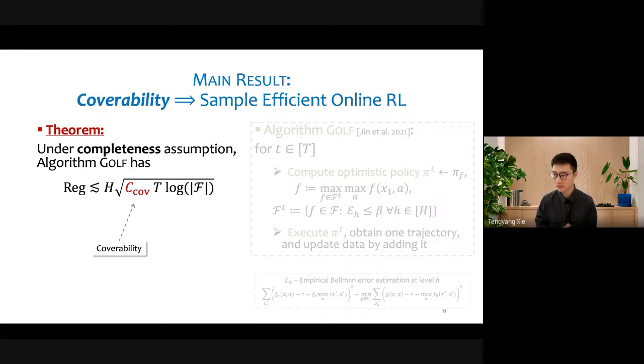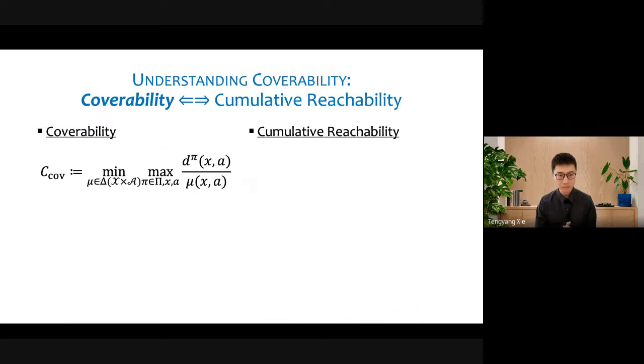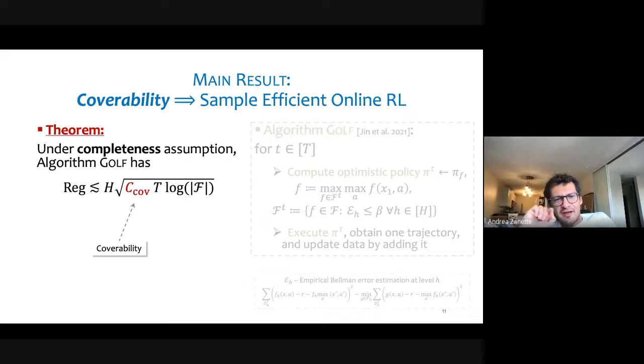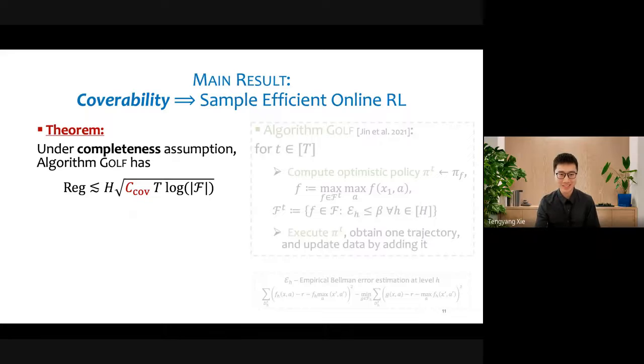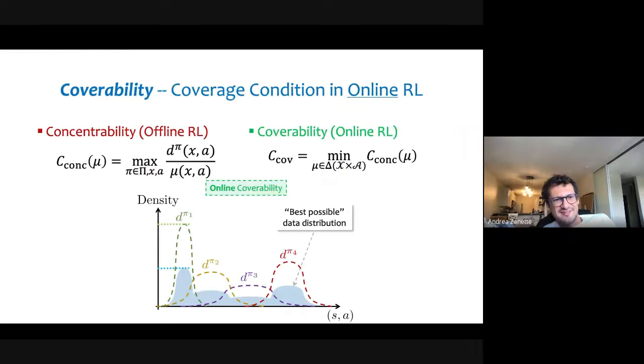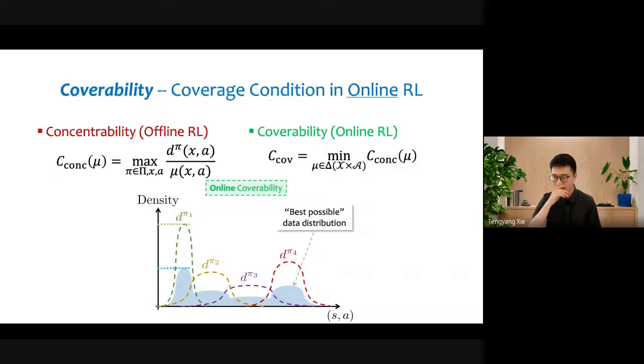Questions? Okay. So after we have this low regret result, let me ask you, sure. Can you remind us the definition of coverability? Oh, sorry, yes, it is here. Maybe a couple slides back, yes. It's just here. Something like, if you have freedom to pick any data distribution, what is the smallest possible concentrability?